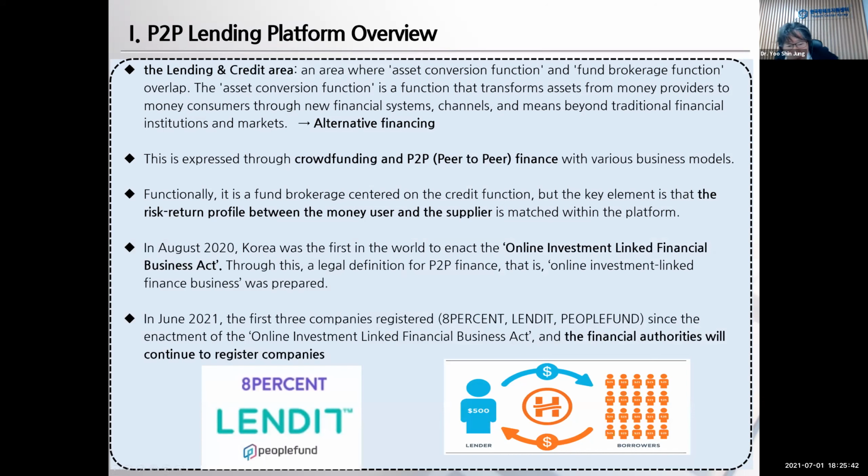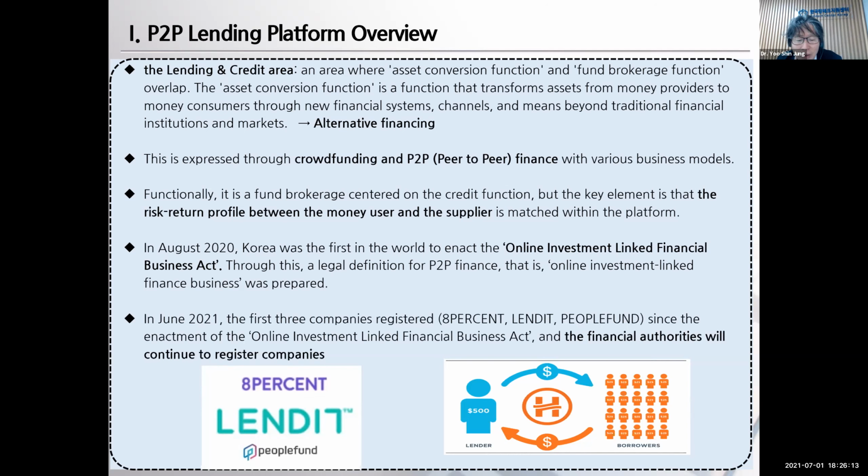Status of P2P lending platforms in Korea. As you see on the screen, last year Korea was the first in the world to enact the Online Investment Linked to Financial Business Act, which is kind of the P2P act, passed through the Korean National Assembly. So a legal definition for P2P finance, that is online investment linked to financial business, was prepared.